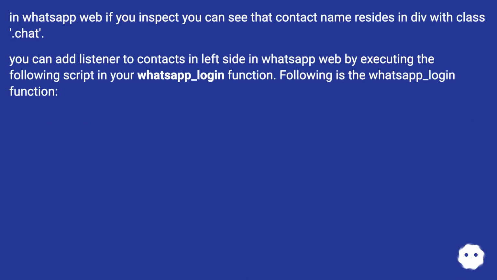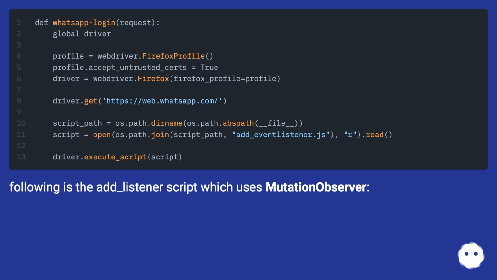In WhatsApp web, if you inspect, you can see that the contact name resides in a div with a class. You can add a listener to contacts on the left side in WhatsApp web by executing the following script in your WhatsApp_login function. Following is the WhatsApp_login function. Following is the add_listener script, which uses a mutation observer.